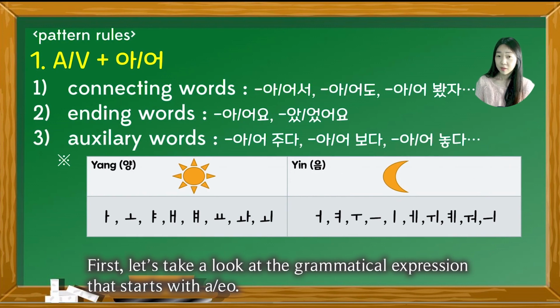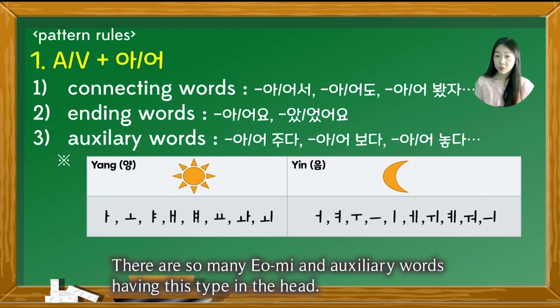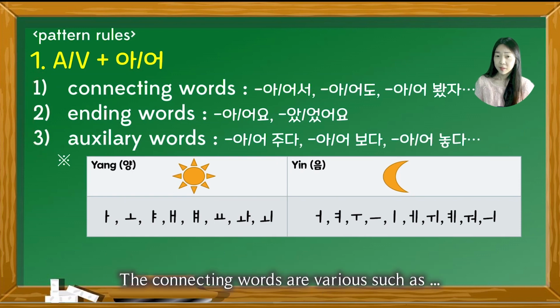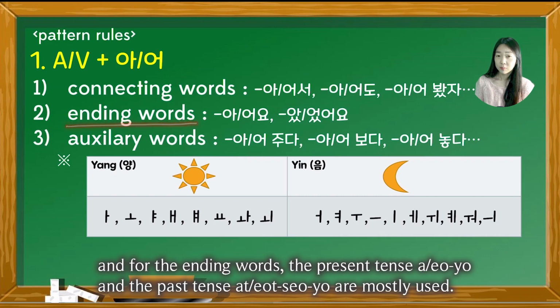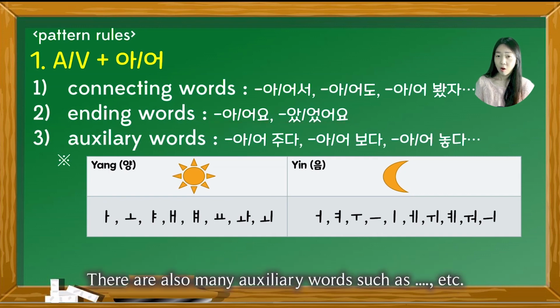First, let's take a look at the grammatical expression that starts with 어. There are so many 어미 and 보조용언 having this type in the head. The connecting words are various, such as 아/어서, 아/어도, 아/어봤자. And for the ending words, the present tense 아/어요 and the past tense 았/었어요 are mostly used. There are also many auxiliary words such as 아/어주다, 아/어보다, 아/어놓다, etc.